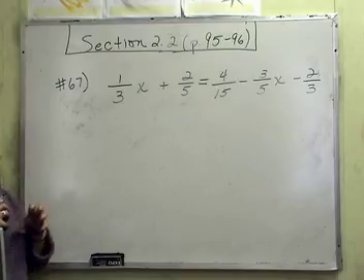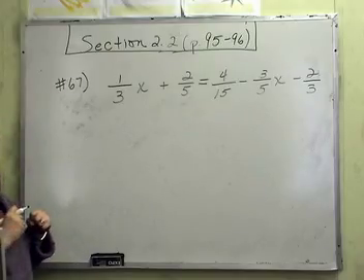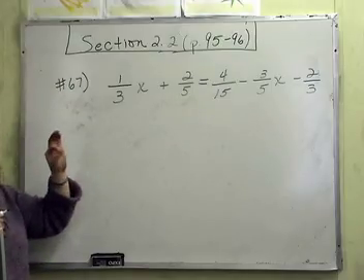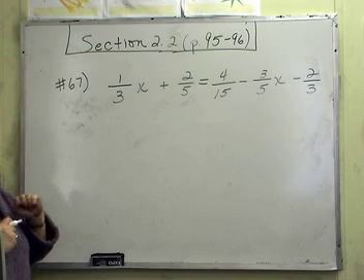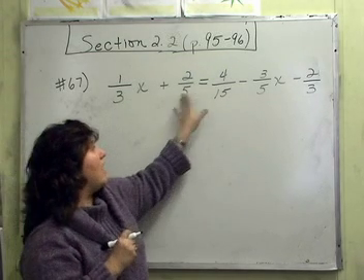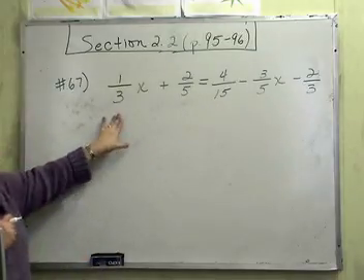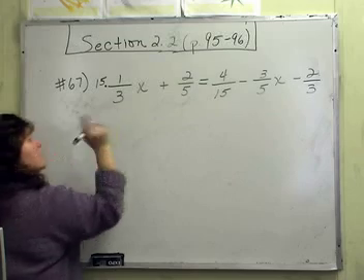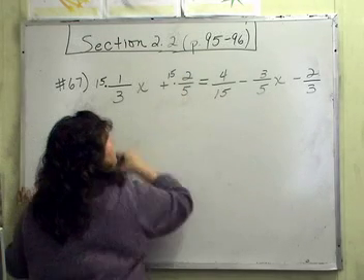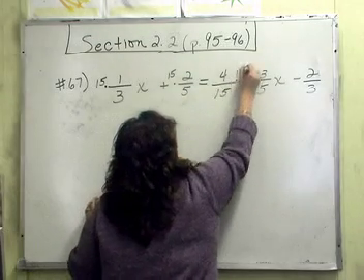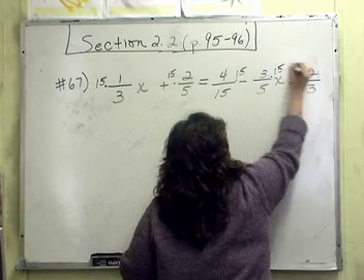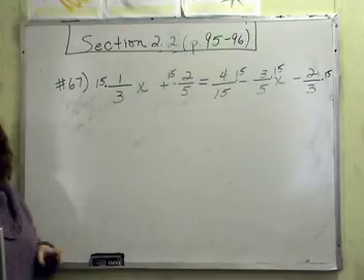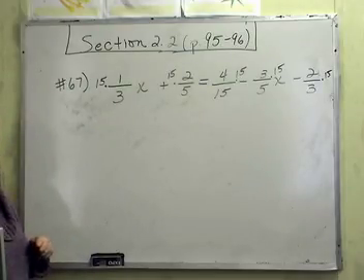So there is an approach that we can take. We can multiply each and every term in the equation by a common denominator. So in looking at the denominators, 3, 5, and 15, the common denominator is 15. Therefore, I will multiply each and every single term in the equation by 15. In doing so, you will have integers for your coefficients and constants.